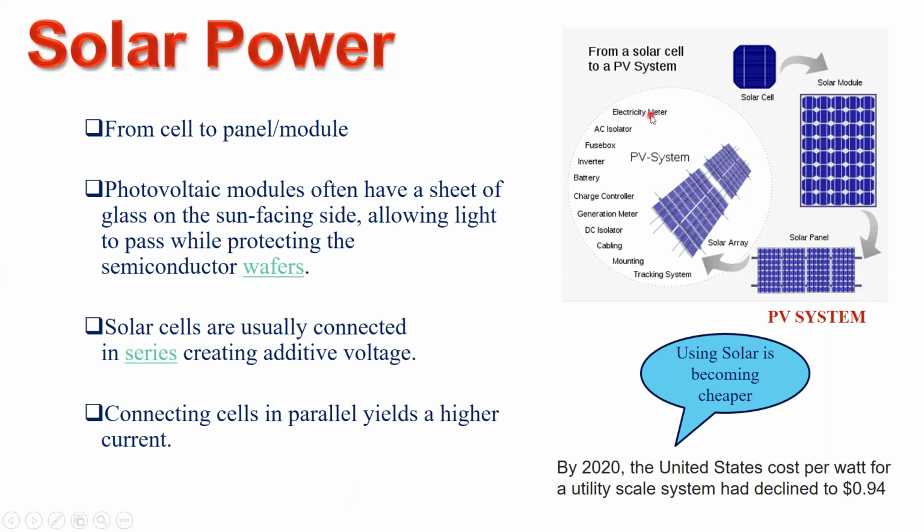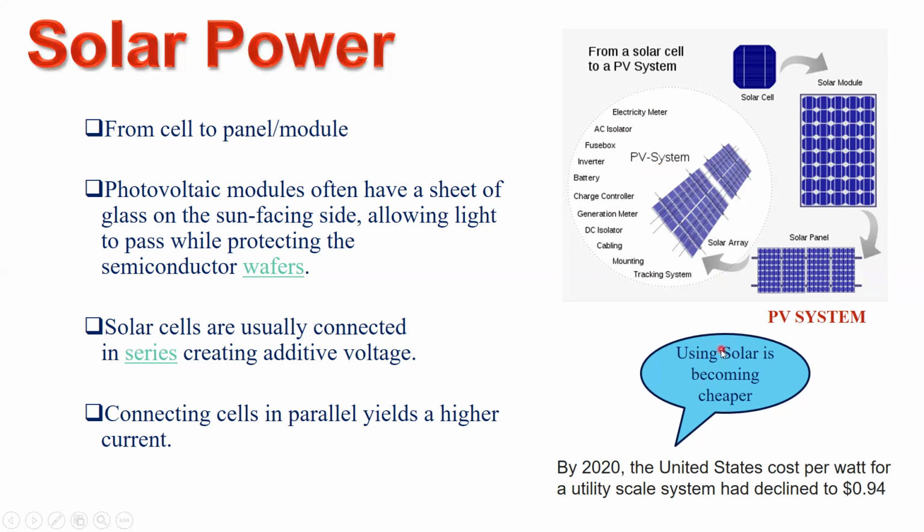Okay. So it also involves an electricity meter, AC isolator, fuse box, inverter, battery. We've seen that in all these modules in the previous slides. Then you've got the charge controller, generation meter, DC isolator, cabling, mounting, and tracking system. So these are all the components or the blocks that make up the solar system or photovoltaic system.